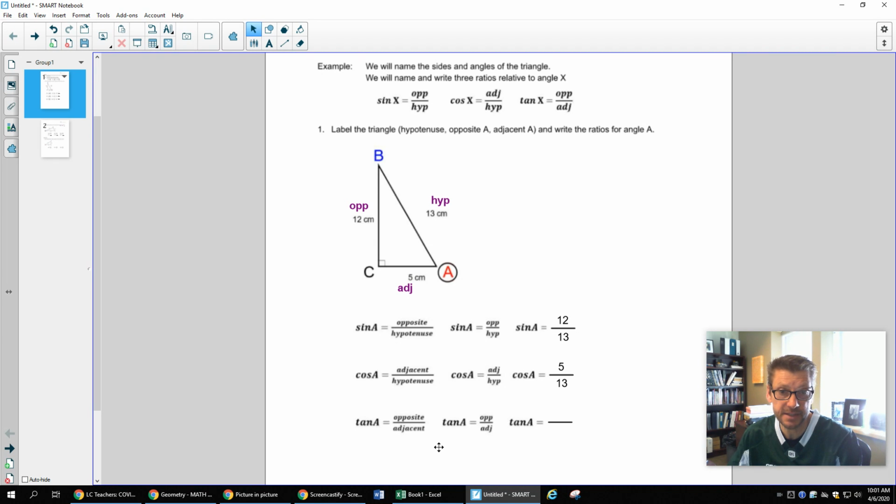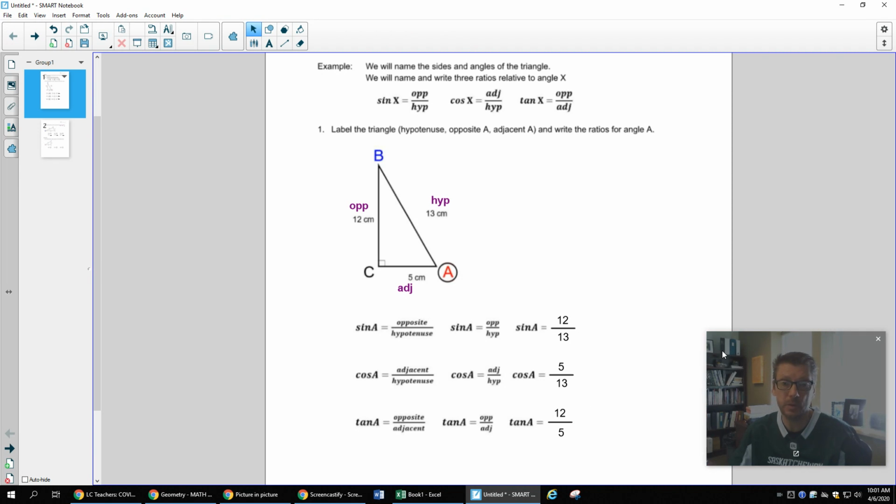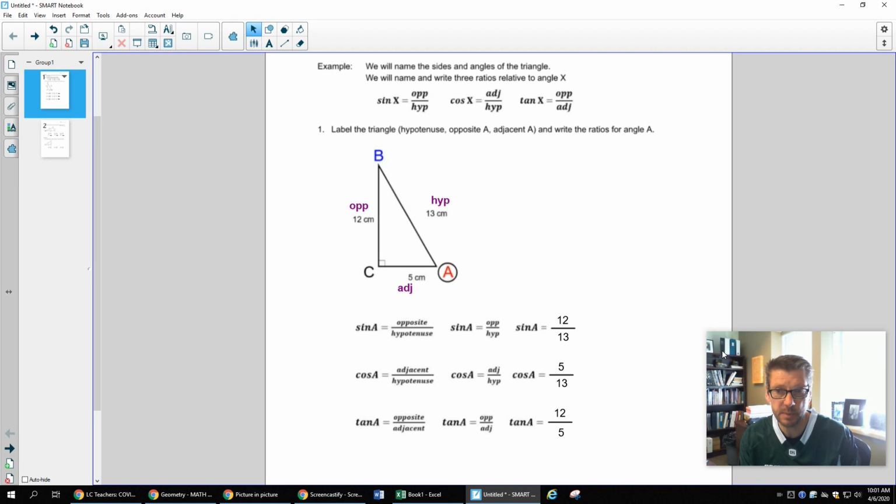And similarly, my tangent ratio is defined as the opposite side over the adjacent side. So my opposite side is 12, so I'm going to put 12 in for my opposite side. And I'm going to put in 5 for my adjacent side. So my tangent ratio for this angle is 12/5. So angle A has three special ratios. It has a sine ratio, opposite over hypotenuse, 12/13. It has a cosine ratio, adjacent over hypotenuse, 5/13, and a tangent ratio of 12/5. So that's naming relative to A.